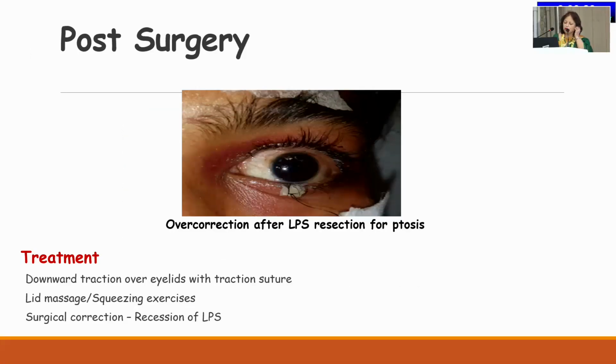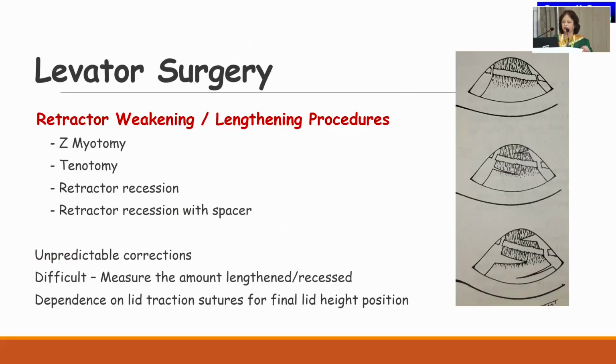Post-surgery, if it is due to overcorrection after LPS resection for ptosis, then first go for conservative management. Don't jump to take the patient again to the OT the very next day. Sometimes conservative management also helps you. Give traction sutures, lid massage and squeezing exercises, and finally if it doesn't work, then go ahead with redoing the procedure, or sometimes you may end up doing a recession of LPS.